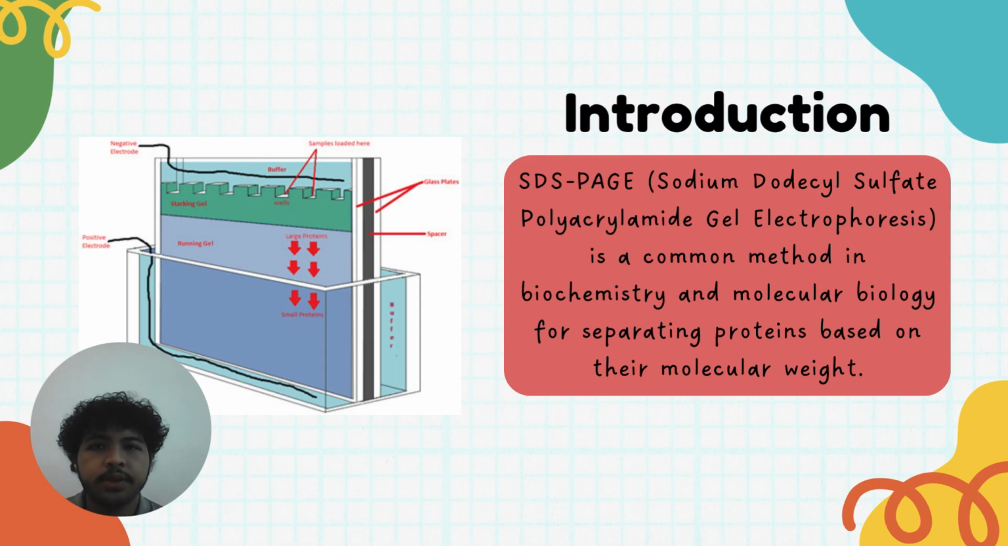Introduction of the SDS-PAGE. SDS-PAGE, also known as sodium dodecyl sulfate polyacrylamide gel electrophoresis, is a common method in biochemistry and molecular biology for separating proteins based on their molecular weight. It is frequently used for protein analysis, which includes protein identification, molecular weight determination, and purity evaluation. It is a useful technique for comprehending the composition and behavior of proteins since it can separate proteins under denaturing condition.